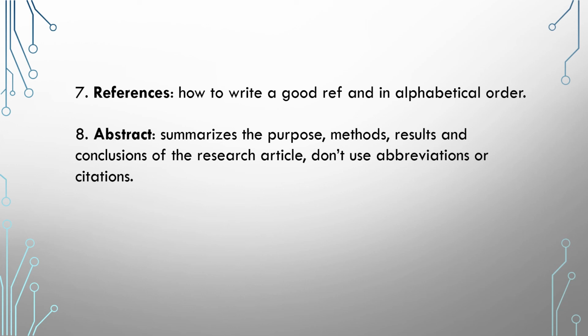Well, that's all about the component in the research article. Let's repeat one again what they are. First, we have title and then author information, introduction, method or methodology, result or finding, discussion, references, and the last one is abstract.